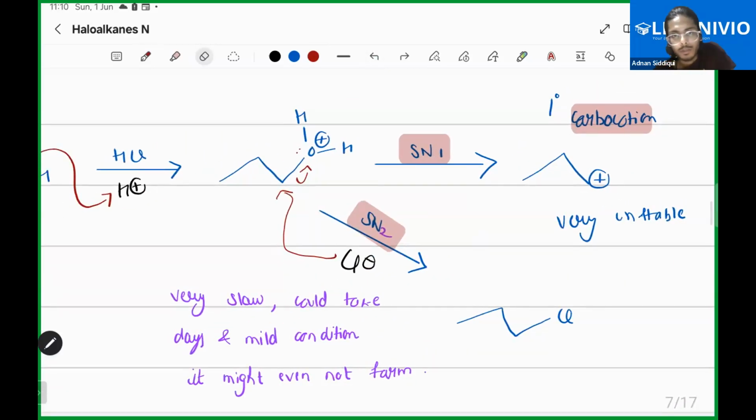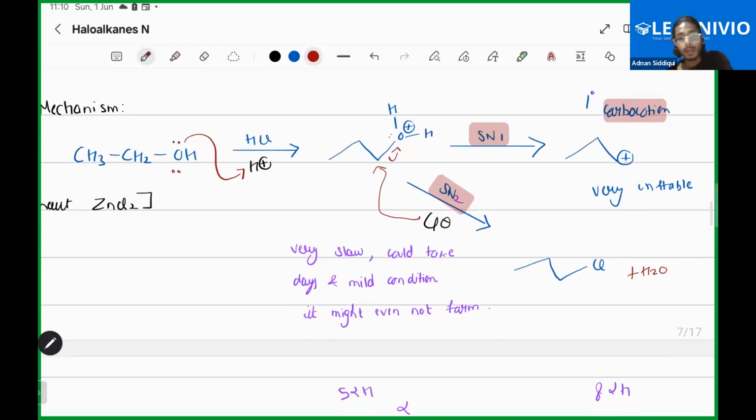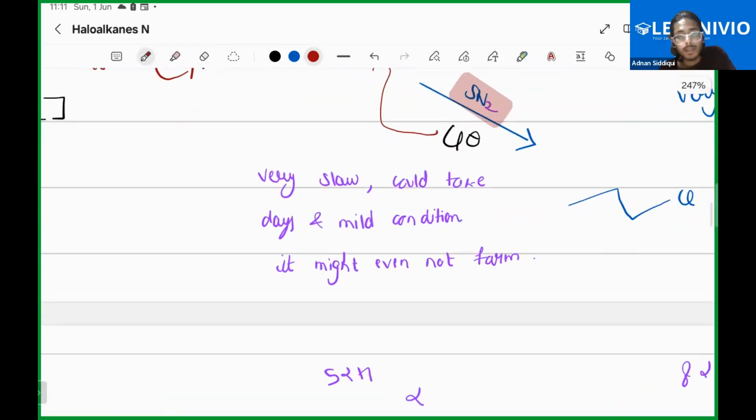If I am talking about SN2, we are not trying to form this carbocation. The nucleophile will come and attack at this carbon, and simultaneously this H2O will leave. So from here, we cannot make SN1. Through SN1, we cannot make the desired product. By SN2, we can make it, but this is very slow. It could take days, and under mild conditions it might not even form.